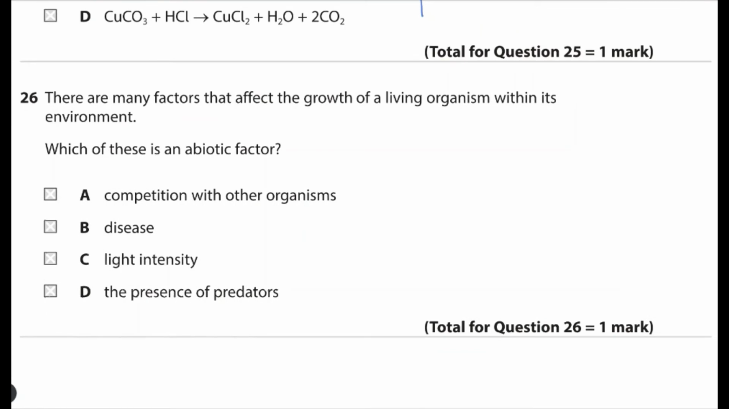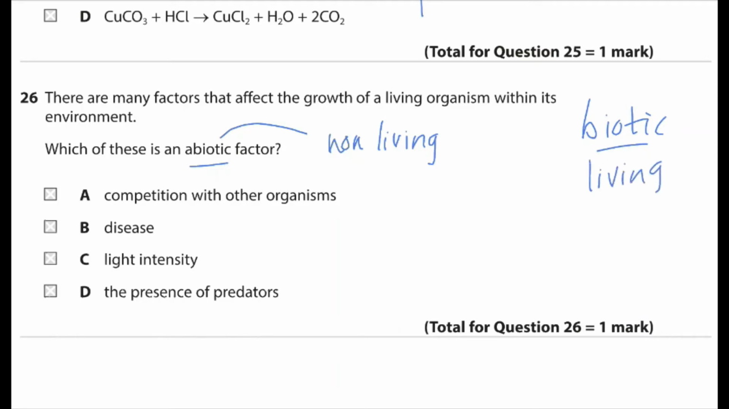26th question. There are many factors that affect the growth of a living organism within its environment. Which of these is an abiotic factor? So abiotic means non-living. Biotic factor means living factor. So we'll look at what are the non-living things over here: competition with organisms, diseases, light intensity, the presence of predators. Light intensity will be the non-living factor.